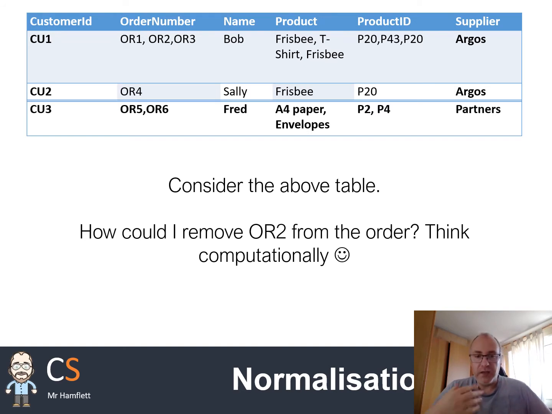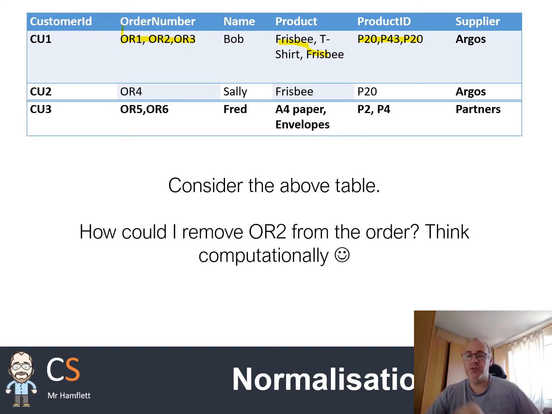So in this example, consider order 2. In customer 1, you can see that we have got 3 orders. So customer 1 has made 3 orders. Now that's got aggregate data inside it. So it's got 3 separate bits of information inside a single cell. And those orders are frisbee, t-shirt, and another frisbee. And you can see the product IDs are there as well. So we have lots of information.